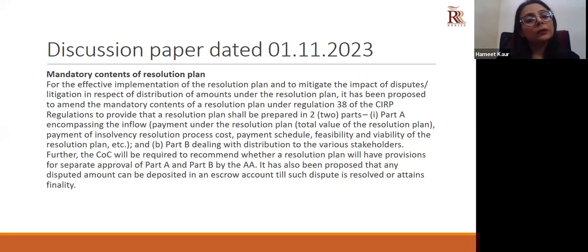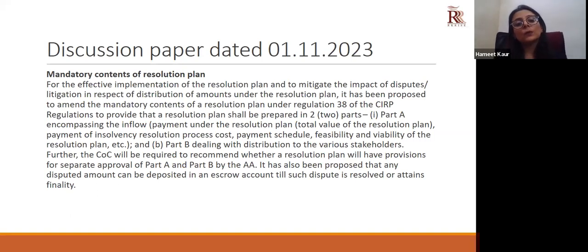Thereafter, it also talks about the mandatory contents of the resolution plan for the effective implementation of the plan and to mitigate the impact of disputes or litigations in respect of distribution of amounts under the plan. It has been proposed to amend the mandatory contents of the plan under Regulation 38 of the CIRP regulations to provide that a resolution plan shall be prepared in two parts. Part A encompassing the inflow, that is payment under the plan, total value of the resolution plan, payment of resolution process cost, payment schedule, feasibility and viability of plan, etc. And part B, dealing with the distribution to various stakeholders.